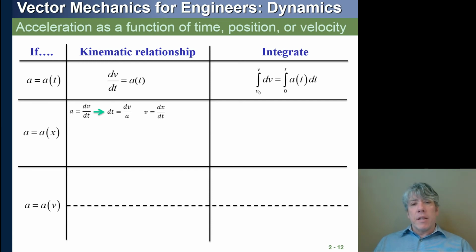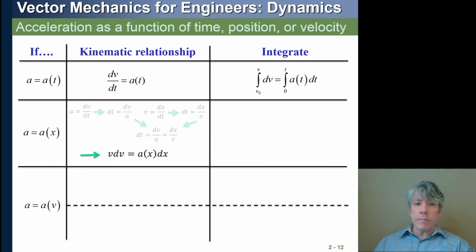And then remembering that velocity is equal to dx by dt, well then what we can do is rearrange that to solve for dt as well, and write dt as dx by v. All we're doing is solving for dt. Set the two dt's equal to each other, and you notice we've eliminated time. We've got dv by a, the acceleration, equals dx by v.